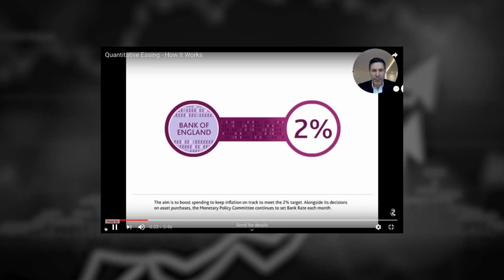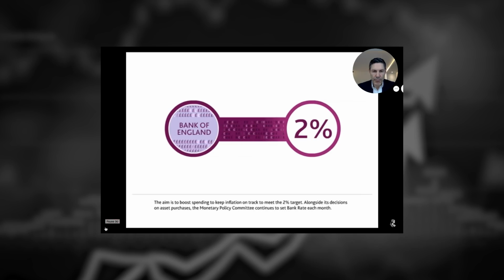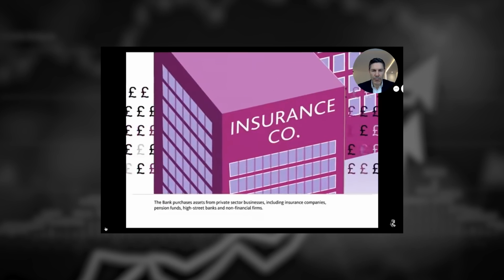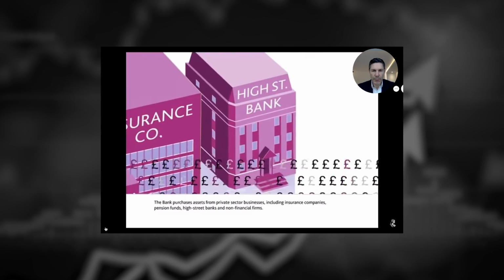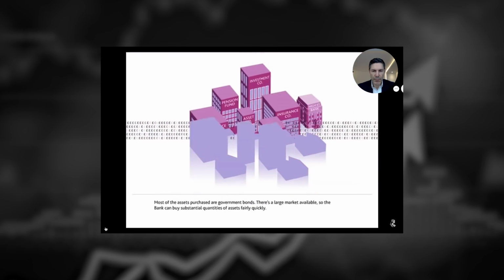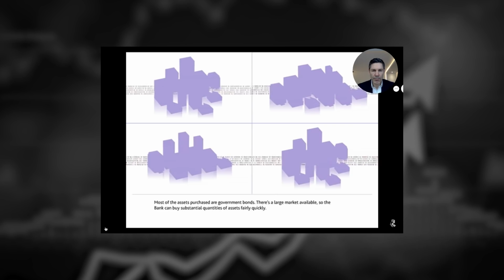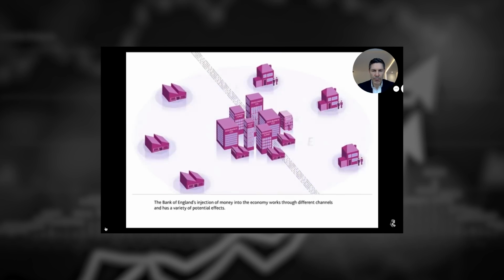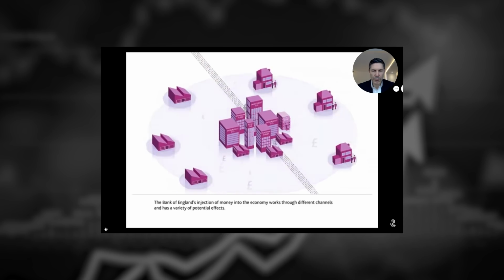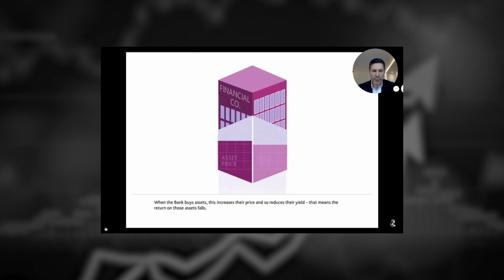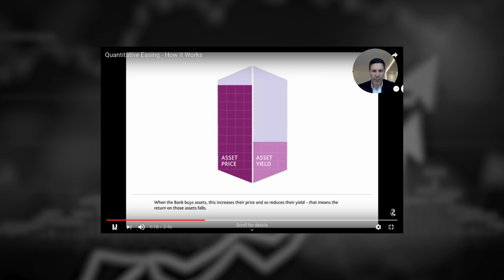The aim is to boost spending to keep inflation on track to meet the 2% target. Alongside its decisions on asset purchases, the Monetary Policy Committee continues to set bank rates each month. The bank purchases assets from private sector businesses, including insurance companies, pension funds, high street banks, and non-financial firms. Most of the assets purchased are government bonds. There's a large market available, so the bank can buy substantial quantities of assets fairly quickly. The Bank of England's injection of money into the economy works through different channels and has a variety of potential effects. When the bank buys assets, this increases their price and so reduces their yield.